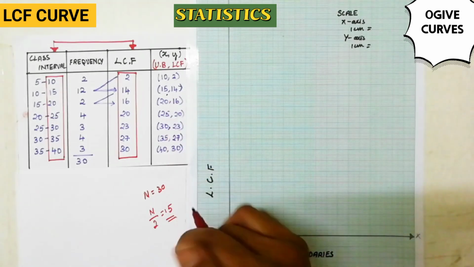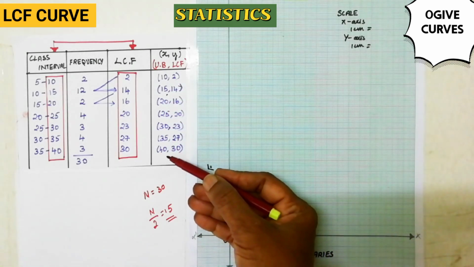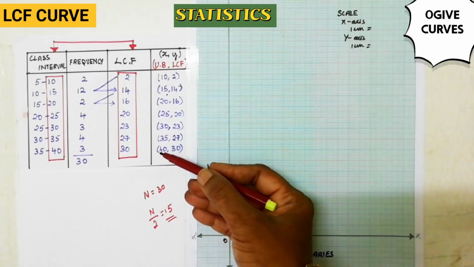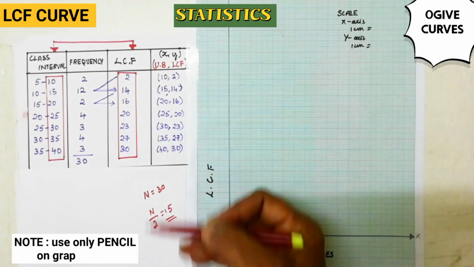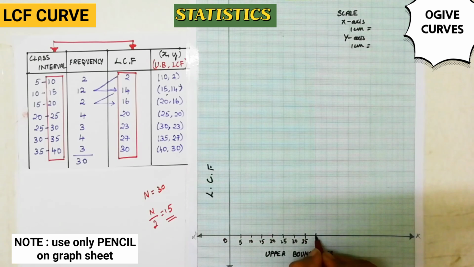When we observe the readings, we can very clearly see that it is 10 to 40. The x-axis is varying from 10 to 40, meaning 10, 15, 20 like that. So we can start with 5, 10, 15, 20, 25, 30, 35, 40.